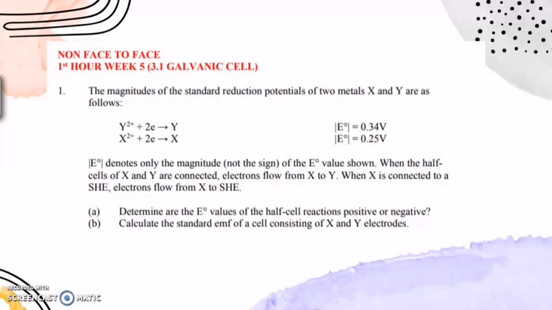Now let's start with the first tutorial question. The magnitudes of the standard reduction potentials of two metals X and Y are as follows. E naught denotes only the magnitude, not the sign, of the E naught value shown. When the half cells of X and Y are connected, electrons flow from X to Y. When X is connected to She, electrons flow from X to She.